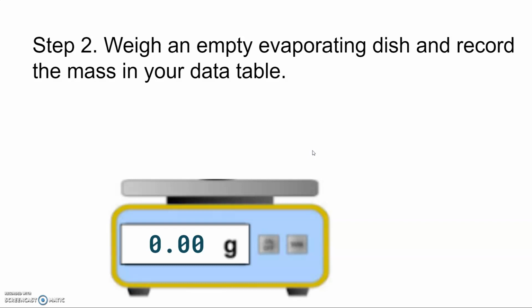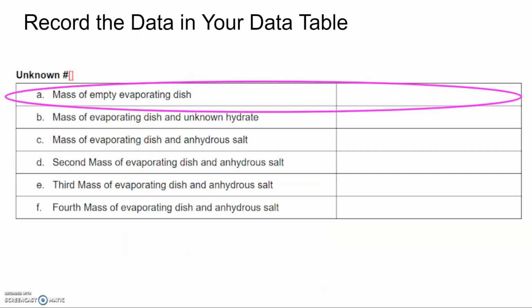All right, step 2 is to weigh an empty evaporating dish and record the mass in your data table. So here's our evaporating dish. We put it on the scale and the mass reads 14.78 grams. We go ahead and record that in the first row of our data table.